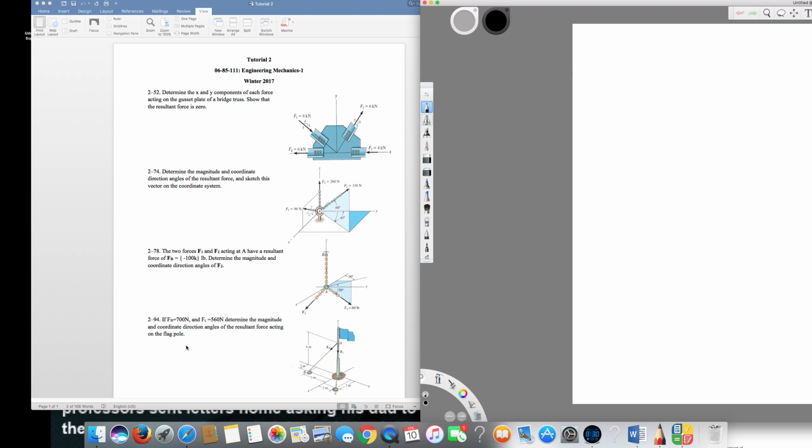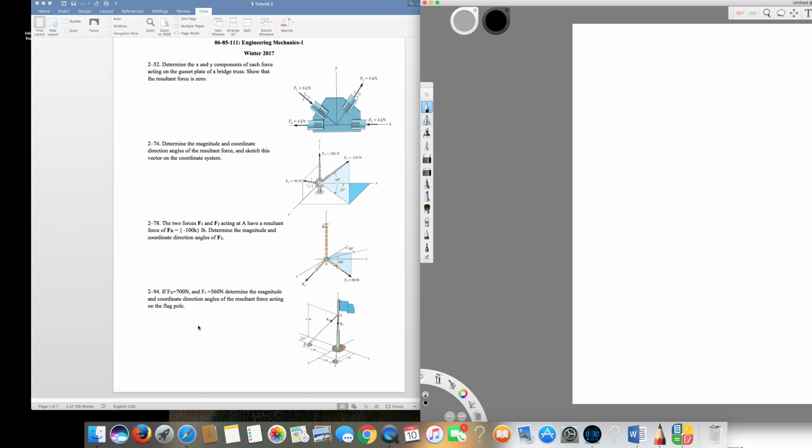Third question. They have given if FP is equal to 700 Newton and FC is equal to 560 Newton, determine the magnitude and coordinate direction angles of the resultant force acting on the blackboard. So FP, if it's going from AB, we can say it's FAB, and FC is going from AC, we can say this FAC. So I'm going to write that first. FAB is equal to 700 Newton and FAC is equal to 560 Newton.